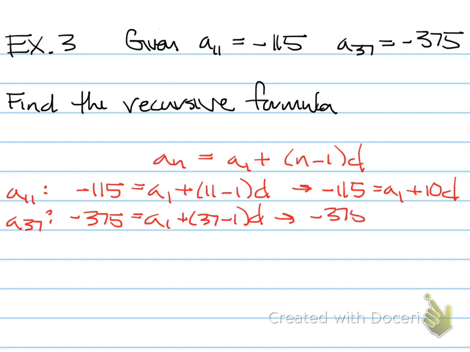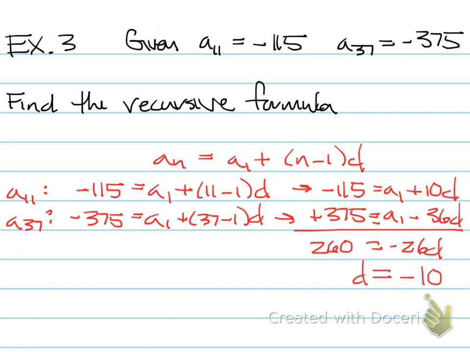And now we have a system of equations, 2 unknown variables, 2 equations, and we just need to change the sign of everything in the second equation and then add them up. When we do that, the a sub 1s will cancel. That'll give us 260 equals negative 26d. Calculate d, and we get negative 10 for the common difference.